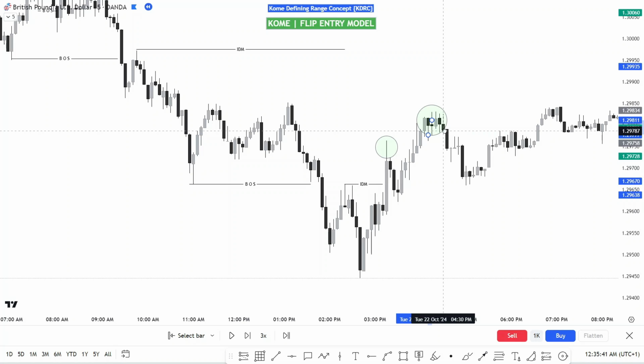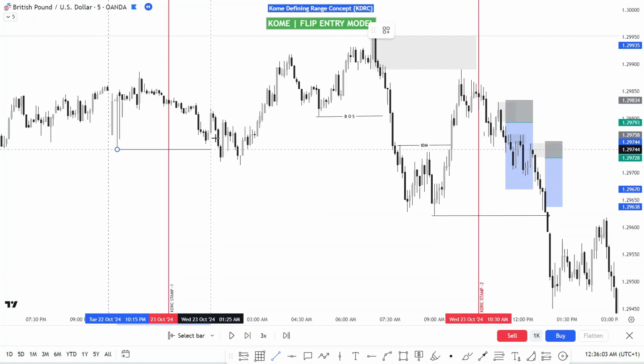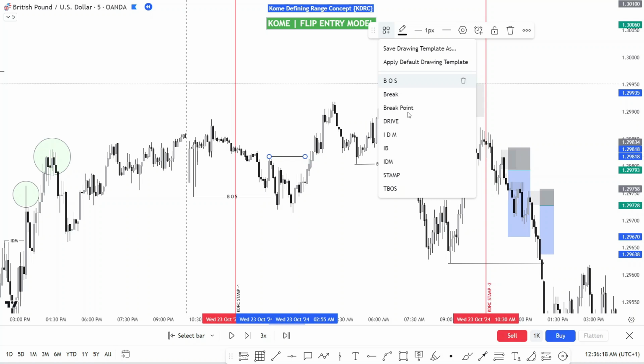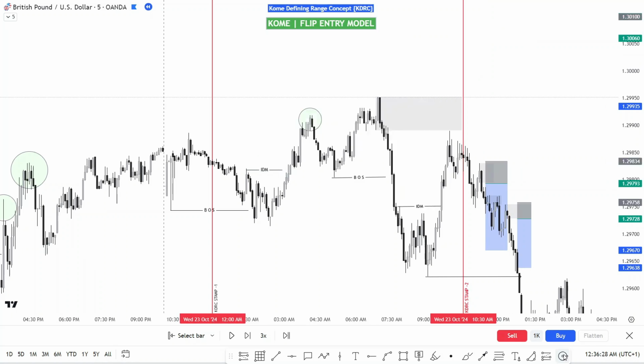On this next day, you can see that we are still bearish based on the KDRC. This is the KDRC stamp, very powerful, right? So I'm expecting sells. Break of structure, then we look for inducement. Where is our inducement? This becomes our inducement. This is our inducement actually. So we have our inducement here. After the inducement, what else? We are looking for points of reversal. So we have this, and we also have this.